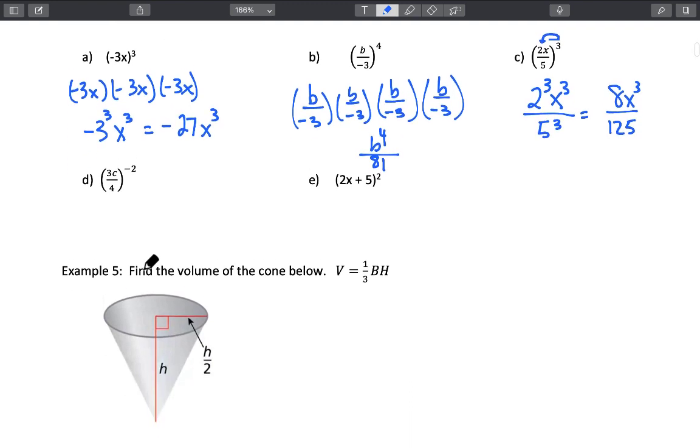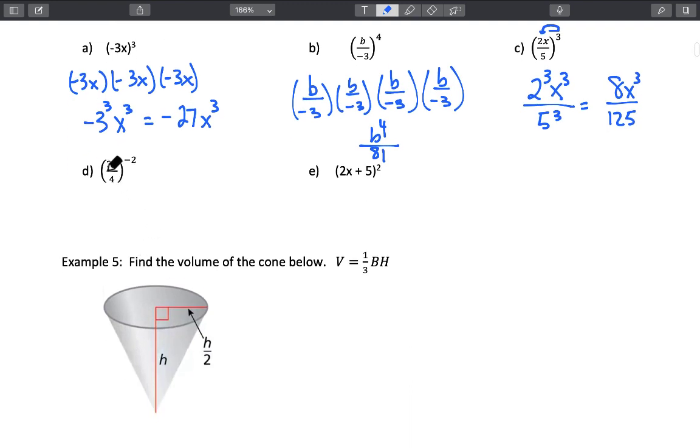In example D, I have the quotient 3c over 4 being raised to the negative 2. Now, here is the case where we have a quotient being raised to a negative exponent. We are right away going to take the reciprocal of that quotient, so now it's 4 over 3c, and raise it to the positive exponent. Remember, negative exponents cause us to take the reciprocal of that base. All right, now I have 4 squared over 3 squared c squared. That results in 16 over 9c squared.